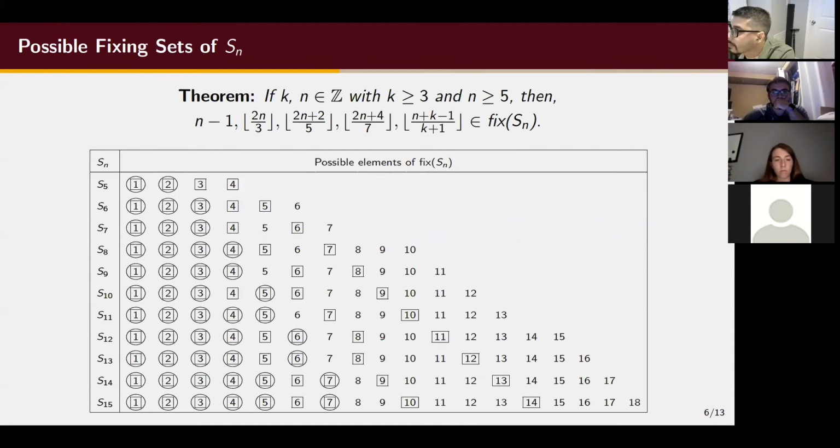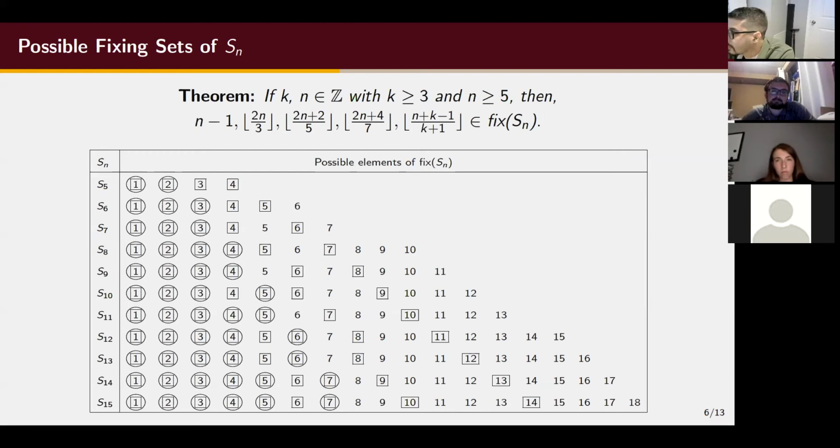So here's a very helpful table that lists all of the possible elements of the fixing sets of S_n. As a way to read this table, let's solely focus our attention on S_9. When we look at the elements of S_9, we can see that some of them are encircled with a little square inside, while others just have a square around them. That's because they come from two different graph operations. So for example, the elements 1, 2, 3, and 4 come from studying graphs under inflation, while 6 and 8 with the square around them come from studying graphs under the line graph operation.